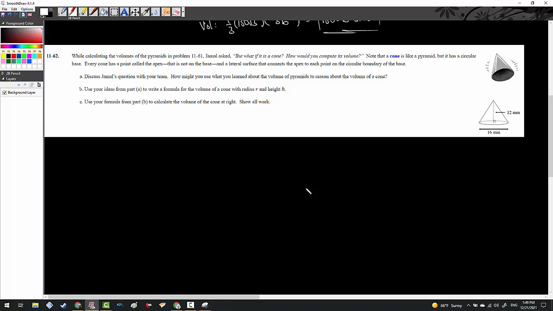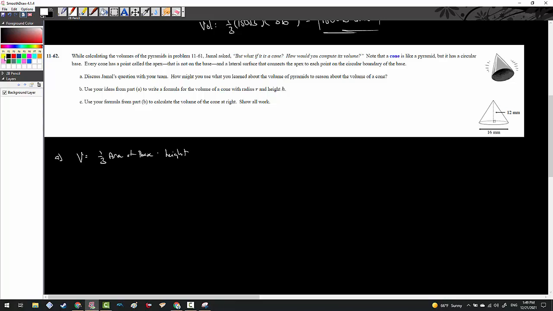So remember, the volume of a pyramid was 1/3 area of the base times the height. So hopefully in part A, we can make the same determination. It's going to be 1/3 area of base times the height.